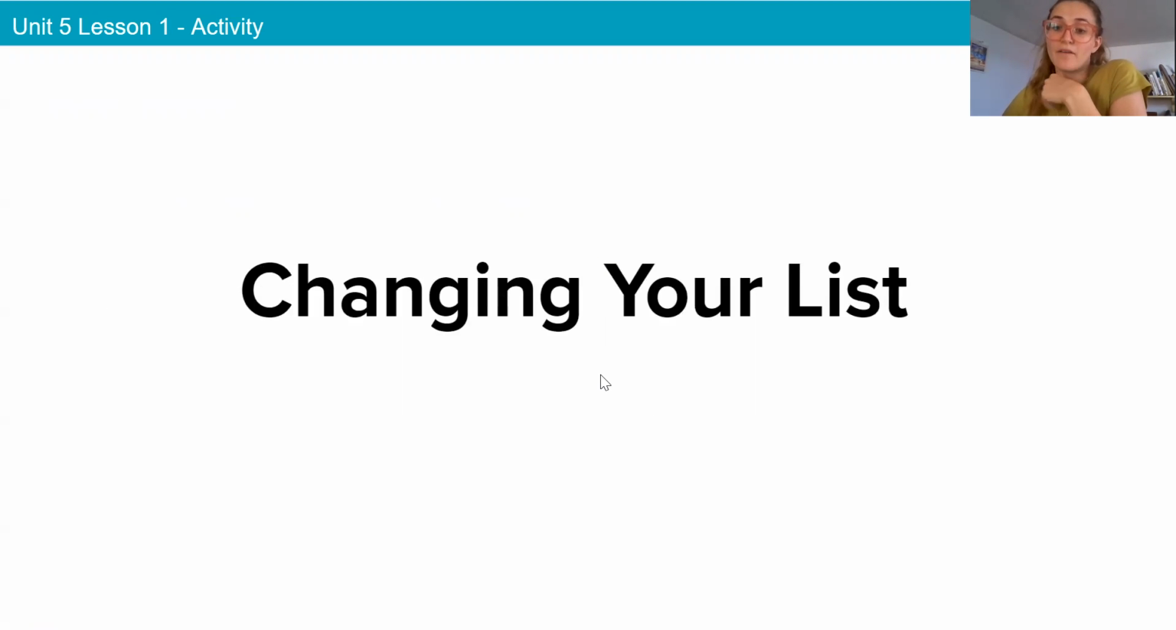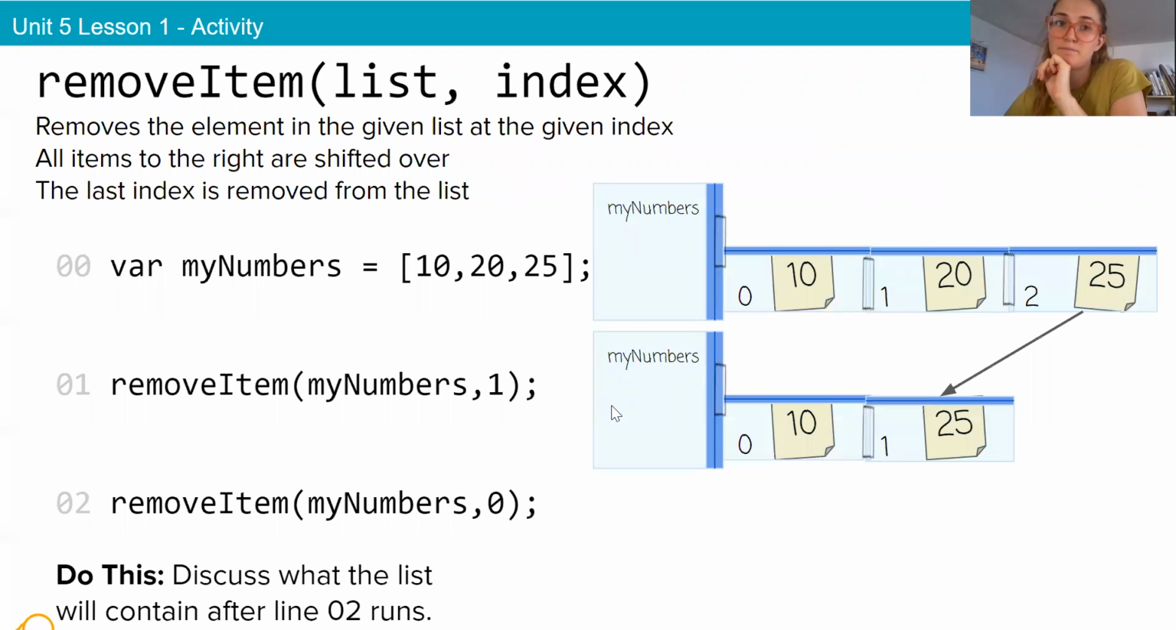Right, now we're going to look at three different commands that can change your list. The first one is remove item, which, as you might guess, removes an element in the given list at a given index. All the other items to the right are shifted over, and the last index would be removed. So the command looks like this.